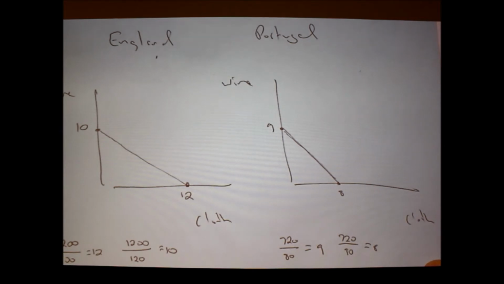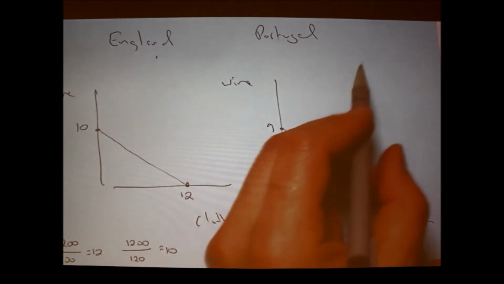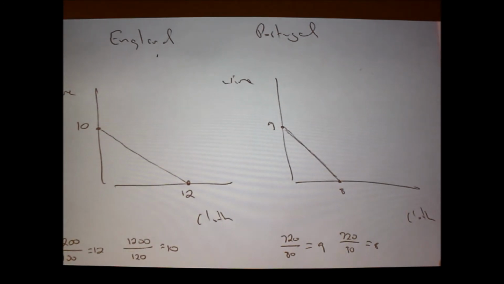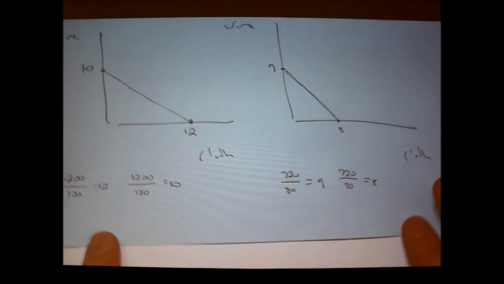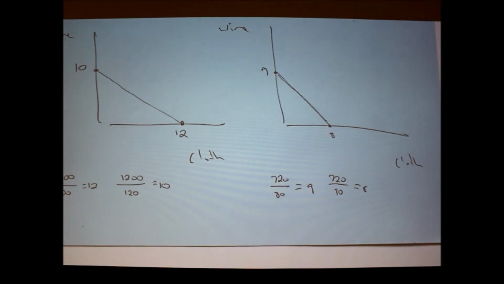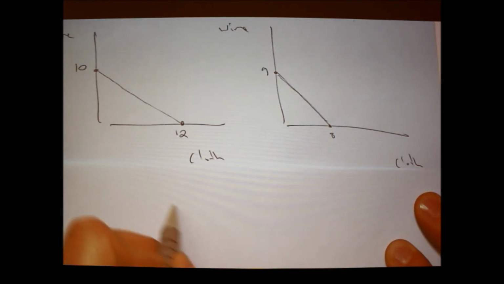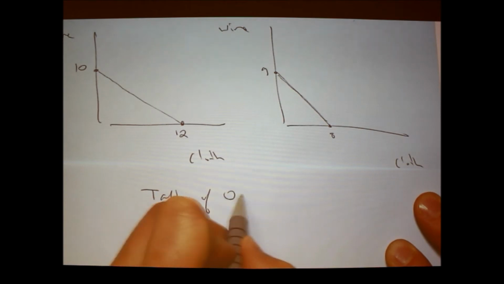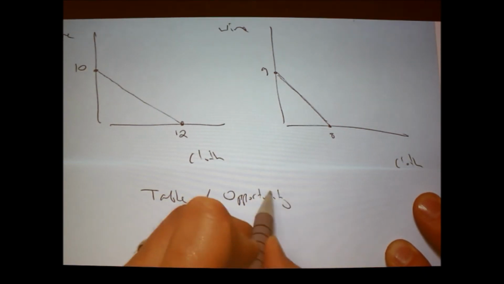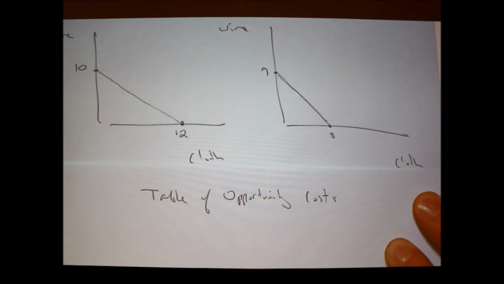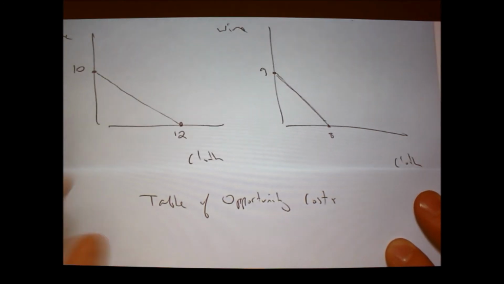Now, I would suggest at this point creating a table of opportunity costs. And I'm going to just move this up here and then create this table below it. And this will help you answer these and other similar types of questions. So we have the opportunity cost of cloth and wine in England and Portugal.